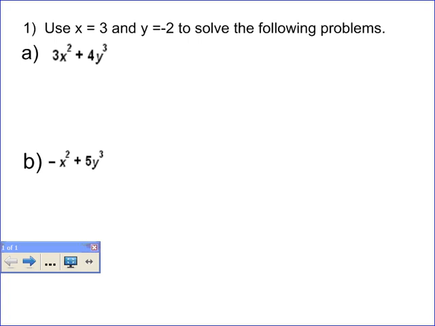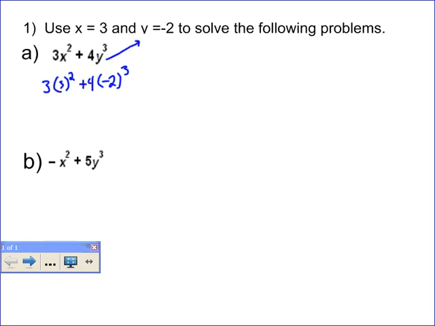The first thing I want to point out is when you're doing this substitution, it becomes vital that you write everything down. And this is going to become more and more important as you move through your math classes. So we're going to put 3, and we always put it in parentheses when we do a substitution like that. And then we're going to do plus 4y, but instead of y, we're going to write negative 2. And so we're going to have negative 2 cubed. So we got 3 times 3 squared plus 4 times negative 2 cubed.